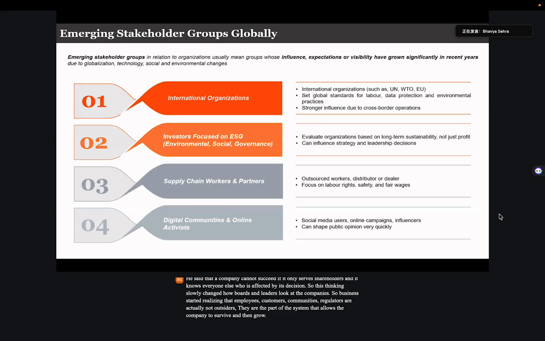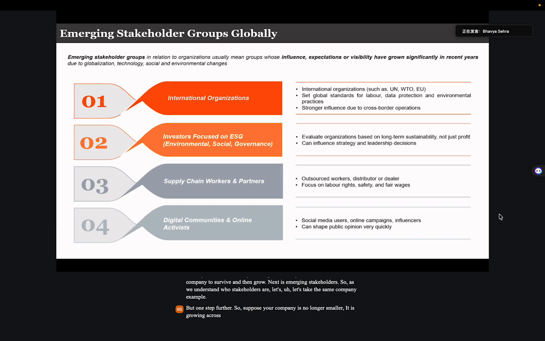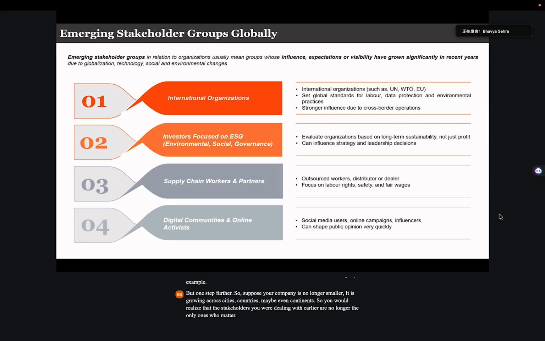Next is emerging stakeholders. As we understand who stakeholders are, let's take the same company example, but one step further. Suppose your company is no longer small, it is growing across cities, countries, maybe even continents. You realize that the stakeholders you were dealing with earlier are no longer the only ones who matter. New stakeholders start emerging, not because you invited them, but because the world around your business has changed.